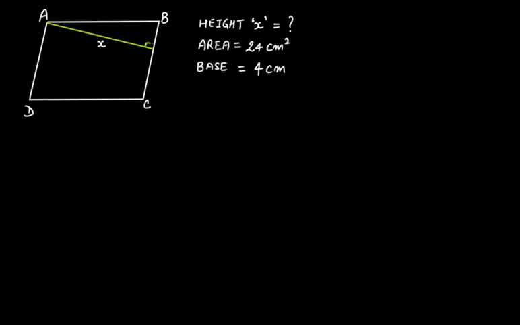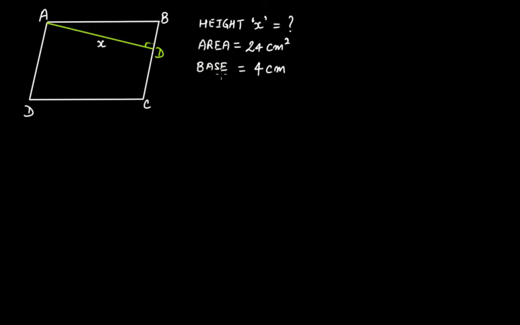Let's solve some problems. In this problem, we have a parallelogram ABCD, where from the vertex A we have drawn a perpendicular on the side BC. Therefore, this BC is actually the base of this parallelogram. Now, you are given this information, that is area is equal to 24 centimeter square and base is 4 centimeter. You have to tell the height, that is x. We don't know its size, so you have to tell that.